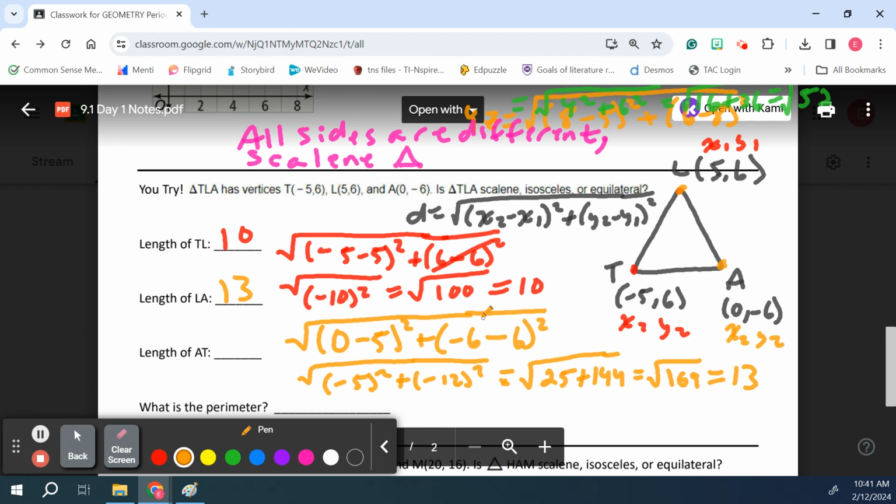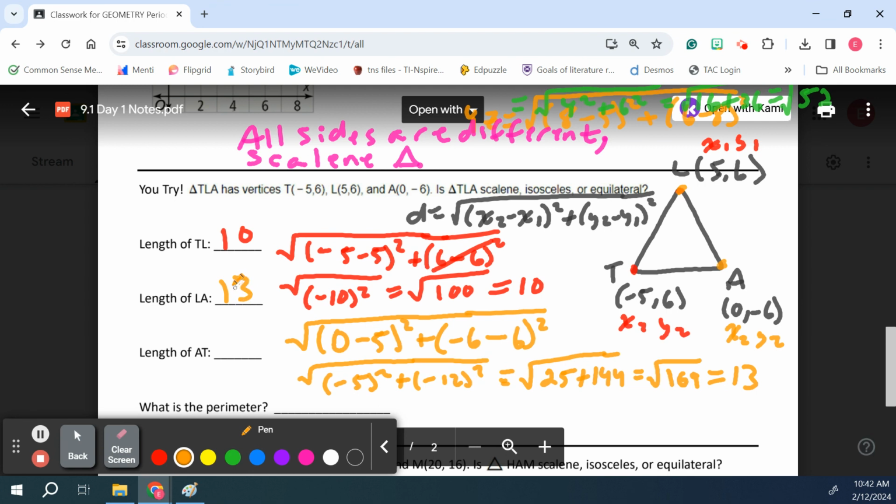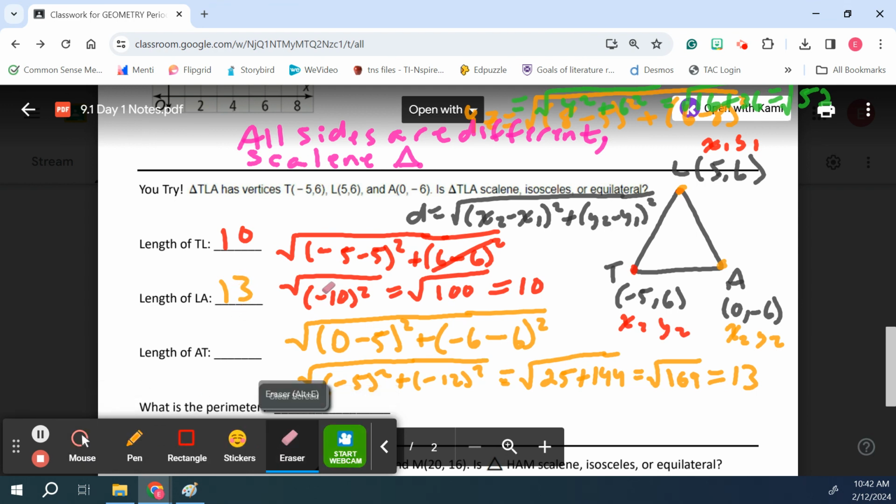How are we doing so far? Is this making a little more sense? I do have to clear the screen, so is anybody writing this down? Okay. I'm going to clear the screen, and then I'll put these numbers back. Well, actually, I'm not going to clear the screen. I'm just going to erase this red one right here, and then I'll use that space.